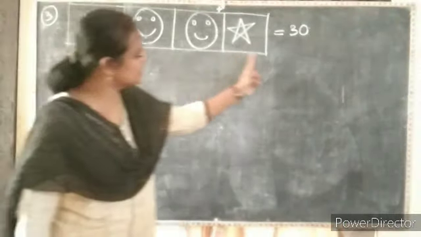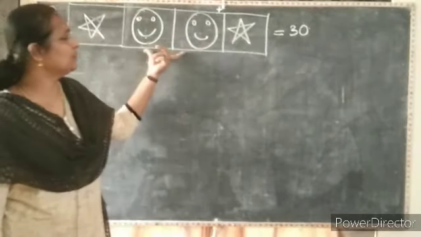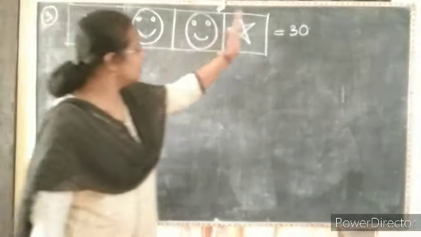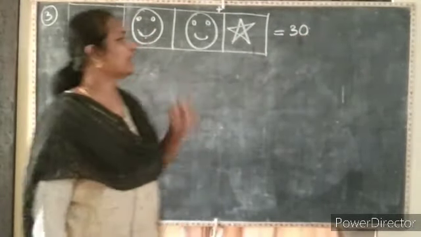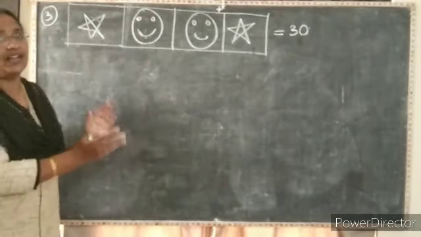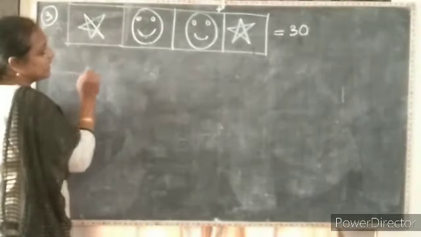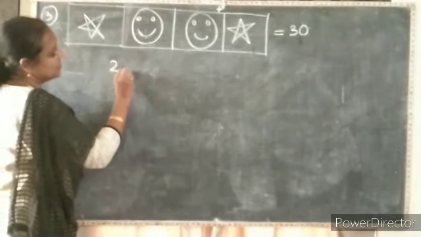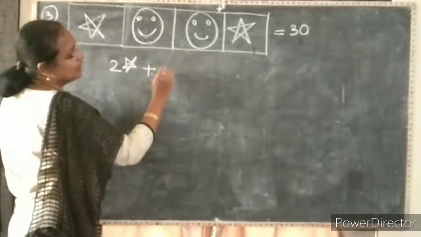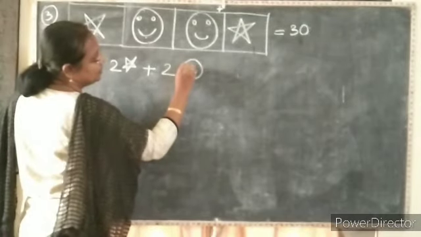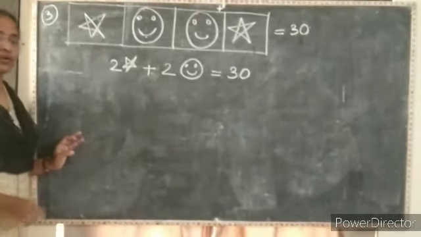Now we are going to discuss the first row. Now look into this. I have 2 stars and 2 smileys. When I add all these 4 things, the answer is how much? Equal to 30. Okay, so now I am going to frame this into an algebraic expression. Yes or no? Okay. So how many stars are there? 2 stars. So I am going to write it as 2 star. Plus how many smileys are here? 2 smileys. So I am going to draw 2 smileys. Is equal to how much? 30. Yes or no? Okay.